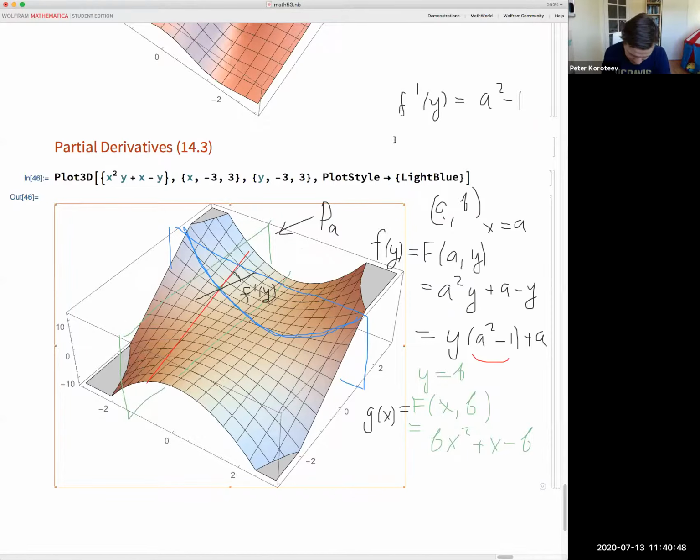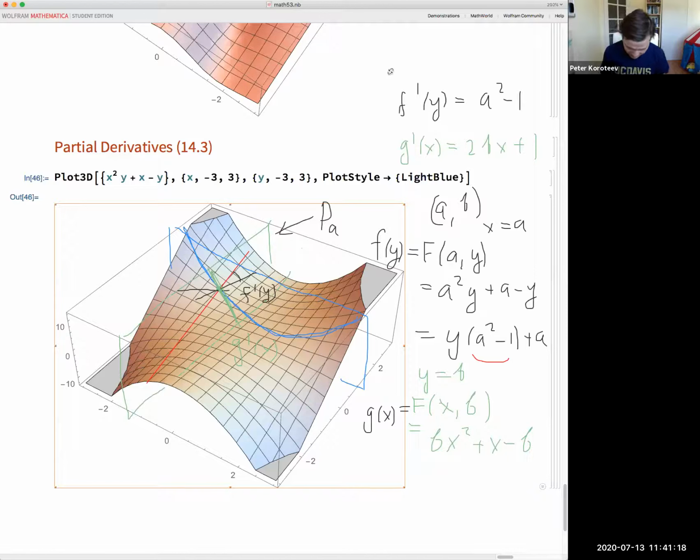And similarly, you can study the derivative of the other function, this blue one, so there will be g prime of x, which in this case is equal to, it's a linear function, 2bx plus 1. Okay. And this is what partial derivatives are, right?